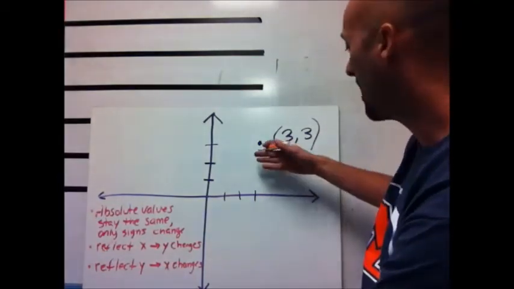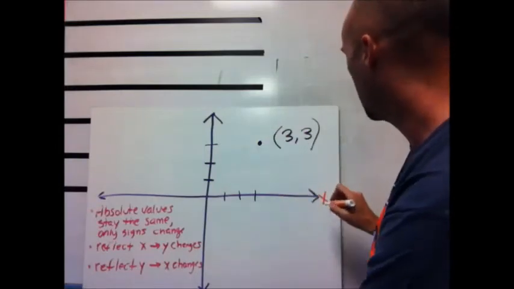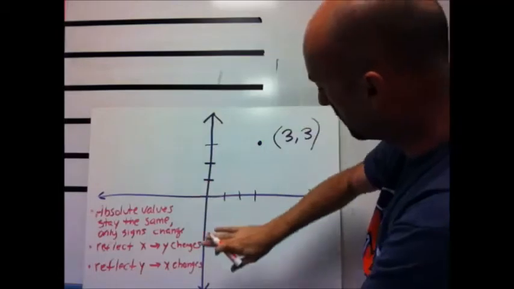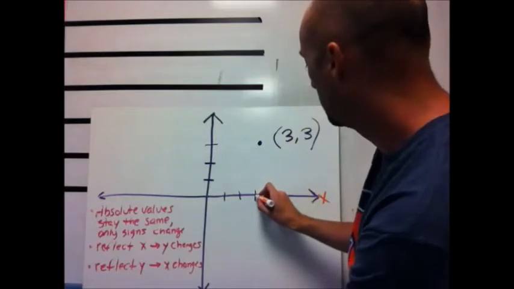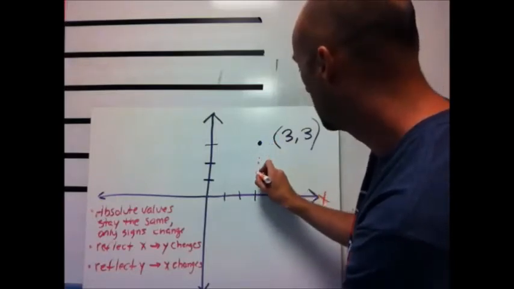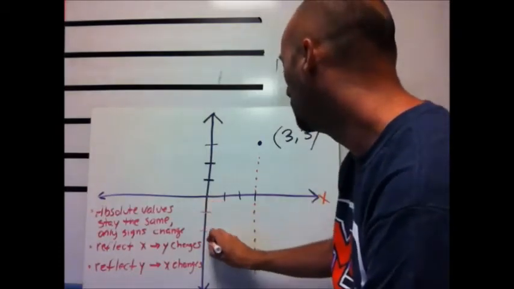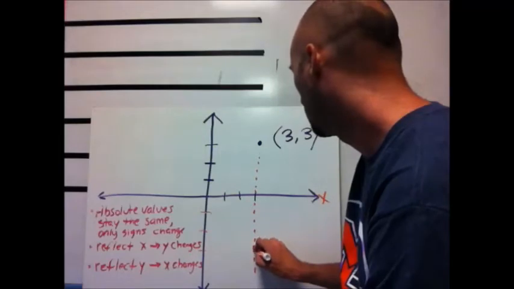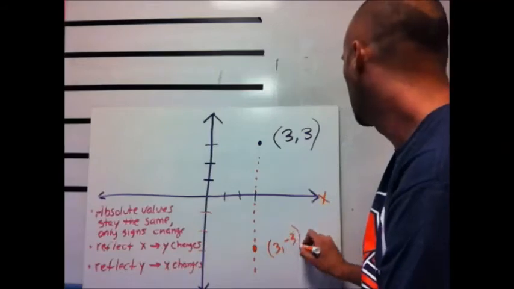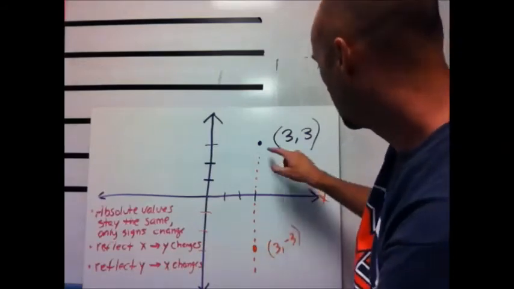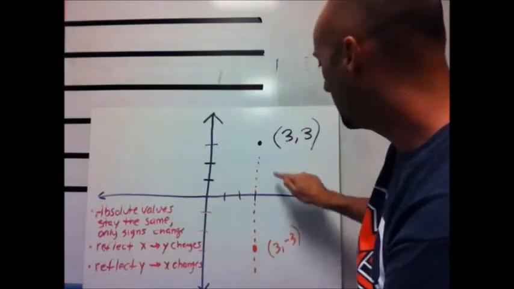3, 3. Okay, if I want to reflect 3, 3, let's say I want to reflect it across the x. I'm going to take it and I'm going to fold it. Well, guess what? That's not going to change the x value because it's still going to be on that same line. Okay? It didn't move. What did move is that it suddenly went down here to negative 3. 3, negative 3. So notice, same distance from the origin. My x value did not change.